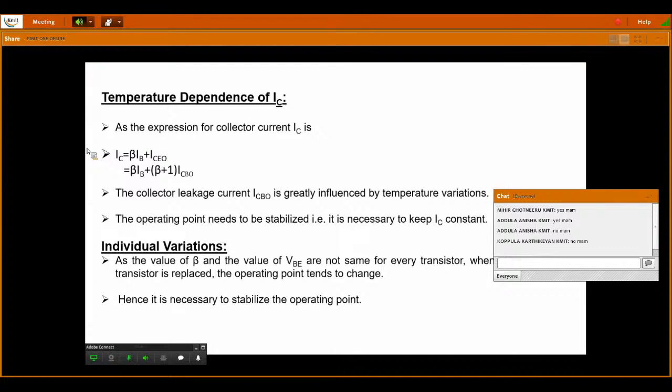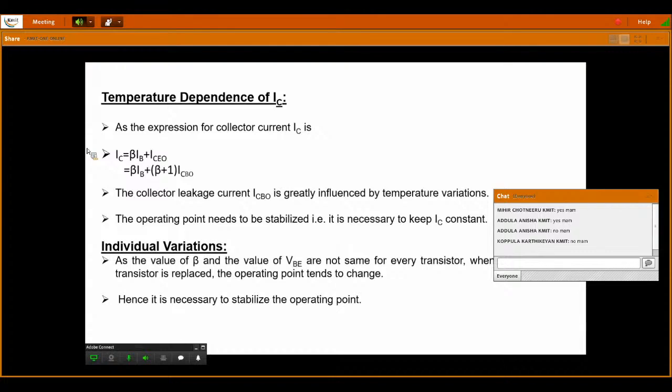So the current increases, then the junction temperature increases. When the junction temperature increases, the amount of collector current is also influenced by these charge carriers due to the temperature increase. Hence the operating point needs to be stabilized. It is necessary to keep your IC constant, even if you are increasing your junction temperature.